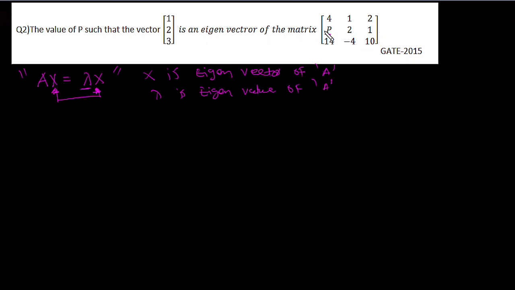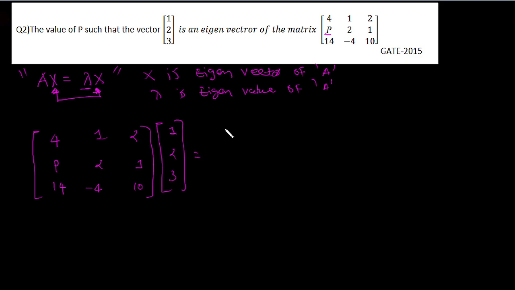Okay, so let's do the multiplication of this matrix and this vector. Let's write this matrix as it is. Here we have 4, 1, 2. Here we have p, which is unknown. Here 2, here 1, here we have 14, here we have minus 4, here we have 10. Now let's multiply it by this vector. So we get 1, 2, and 3.